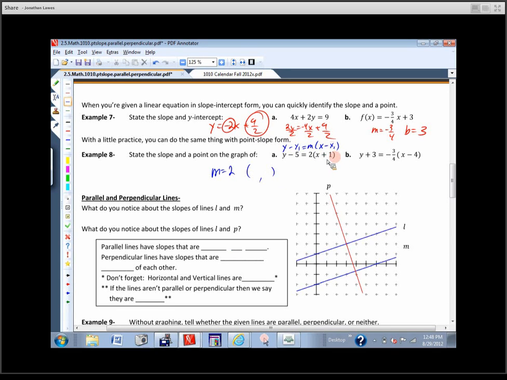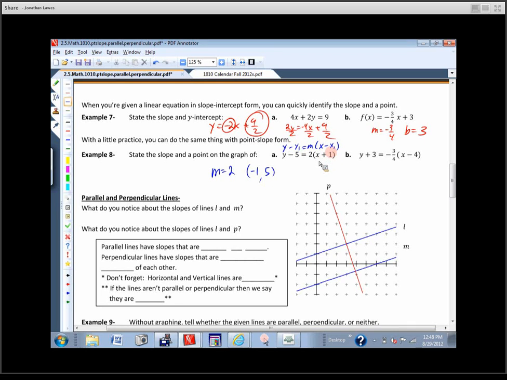Now, I need an x-coordinate and a y-coordinate. So what number is with the x? A 1, but remember, it's x minus 1. How did they make that a positive? It must have been negative to begin with. So whatever the number is with the x, we do the opposite of that. So that's going to be a 1. And look at this right here. What's y1? 5. It's going to be a positive 5.